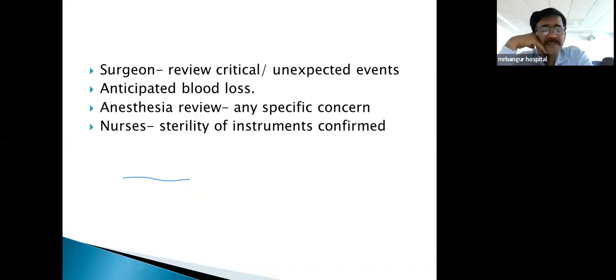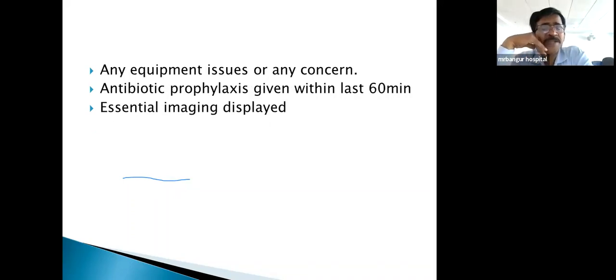The nurse will ask the surgeon whether he expects any critical steps or unexpected events in this patient, and what the anticipated blood loss can be. If the surgeon says there are some critical steps, he might require some help. If there is more blood loss, one should check again whether the blood has been arranged or not. The nurse should ask the anesthetist whether he expects any specific deviation or any concern during the operative period. The nurse also confirms whether the instruments she has taken are sterile, and asks about any equipment issues or concerns.